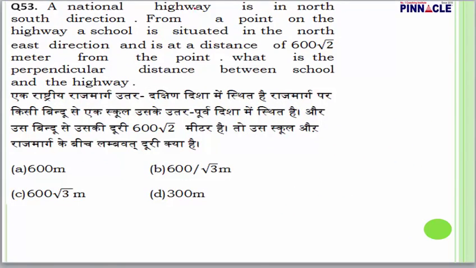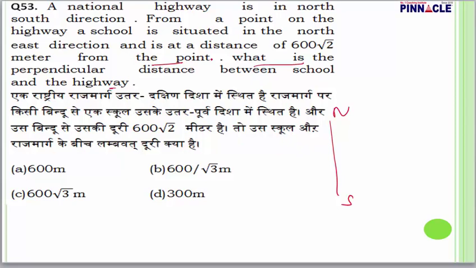Next question, question number 53. A national highway is in a north-south direction. From a point on the highway, a school is situated in the northeast direction at a distance of 600 root 2 meters from the point. What is the perpendicular distance between the school and the highway?